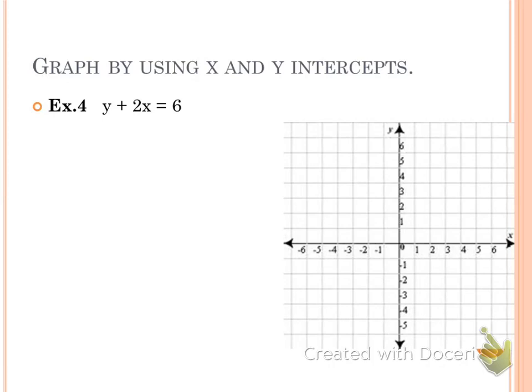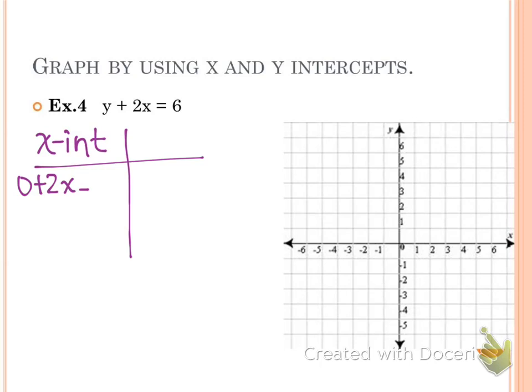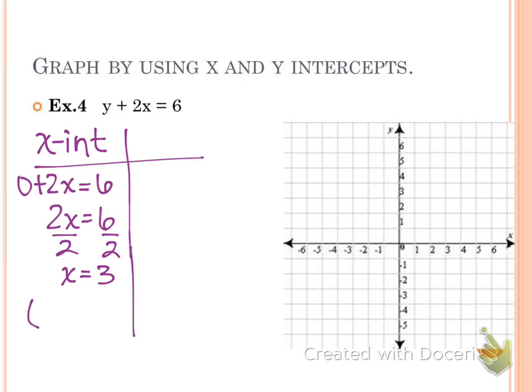Alright, on example 4, if I want to find my x-intercept, I plug 0 in for y. So this becomes 0 plus 2x equals 6. 0 plus 2x. What do I end up with for x? Divide by 2 and I get x equals 3. As an ordered pair, who can raise their hand and tell me what it would be?